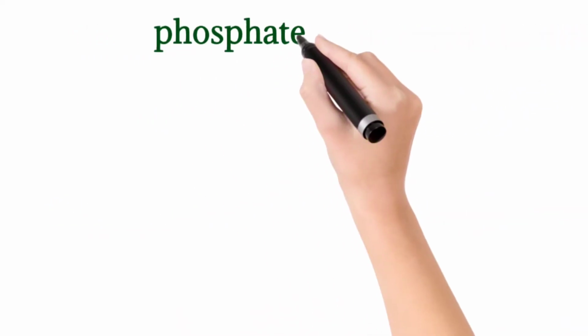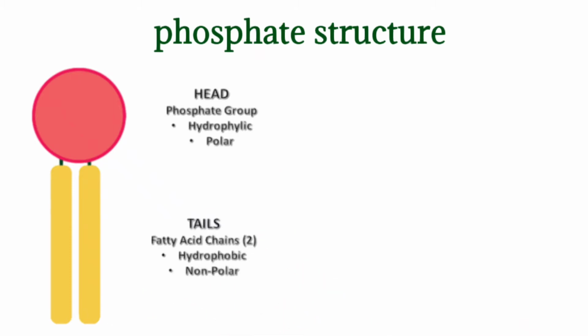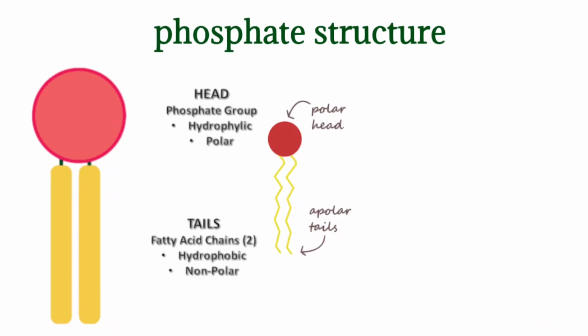Now what is phosphate? Now we will discuss its structure. This is the phosphate structure. The phosphate molecule has two regions. The head is hydrophilic and the tail is hydrophobic. So it means the head region is known as polar while the tail region is known as non-polar.